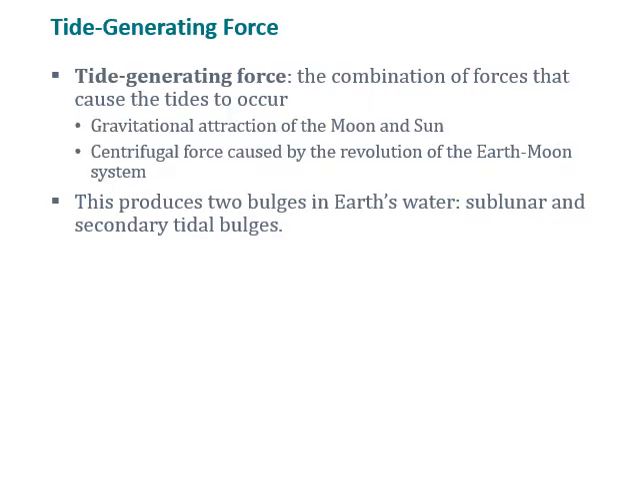The tide generating force is a combination of forces that causes tides to occur. So these include the gravitational attraction of the moon and the sun, and the centrifugal force caused by the revolution of the Earth-Moon system. This produces two bulges in Earth's water, called the sublunar and secondary tidal bulges.